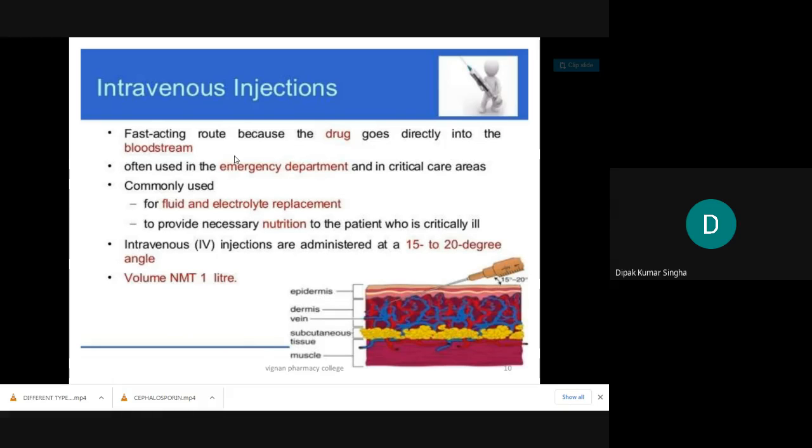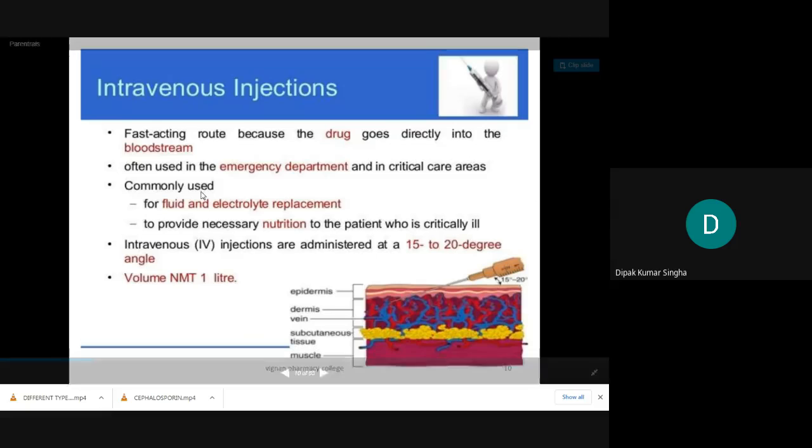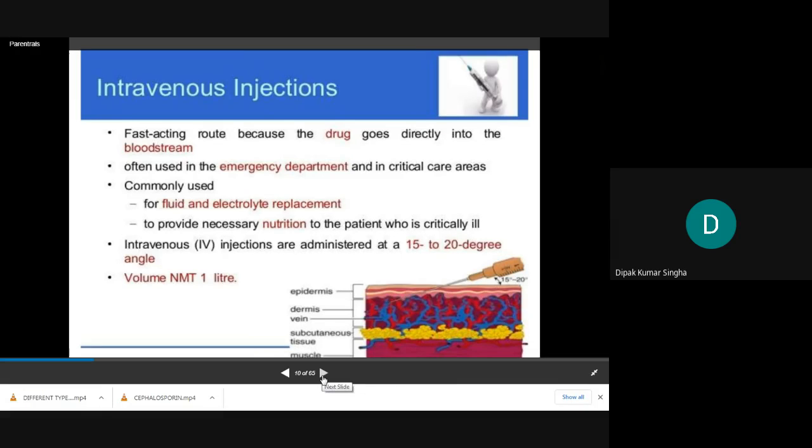Intravenous injections are administered at a 15 to 20 degree angle. In the case of a vein, not 90 degrees, because if you administer at 90 degrees, it will puncture the vein and the needle will go through to the next layer. So there is a problem. That's why you push at 15 to 20 degrees, and then the blood will come up in the needle, and you can confirm it is in the vein. Then you push the piston to administer the drug. The volume is a minimum quantity, sometimes up to 1 liter in the intravenous route, but sometimes it is minimal, because sometimes a 1 ml ampoule is also given by the intravenous route.